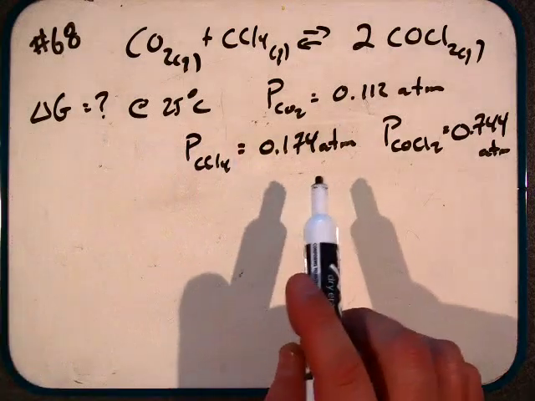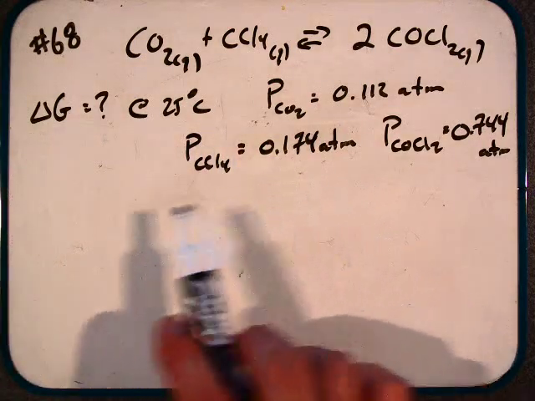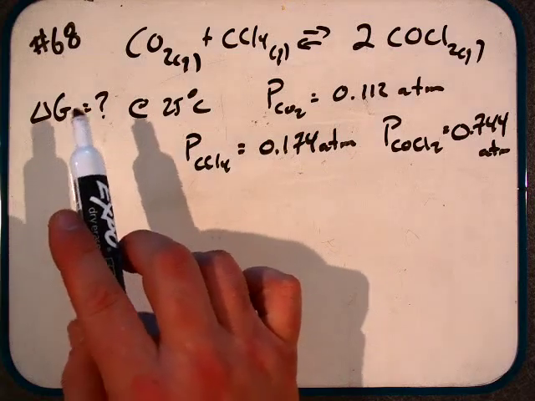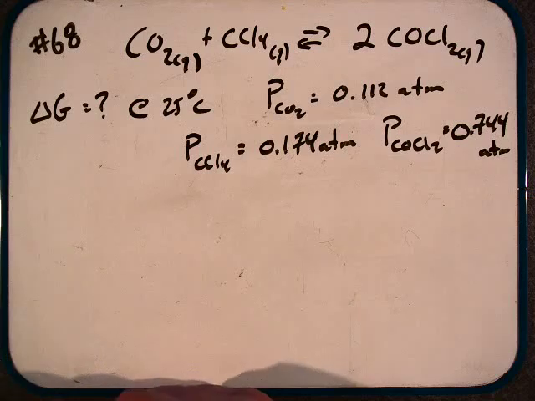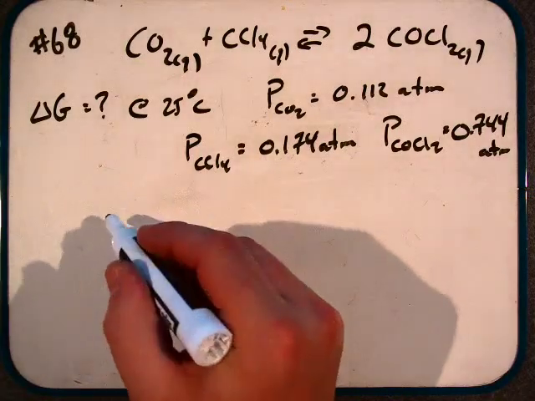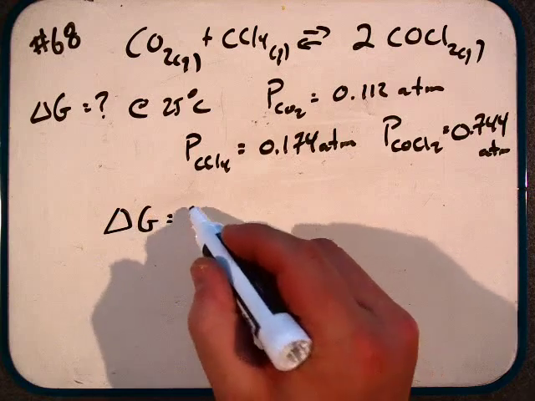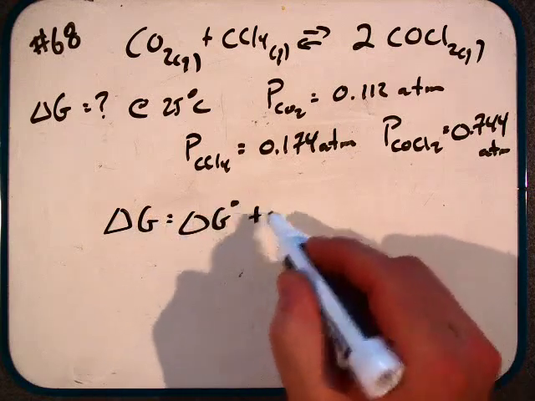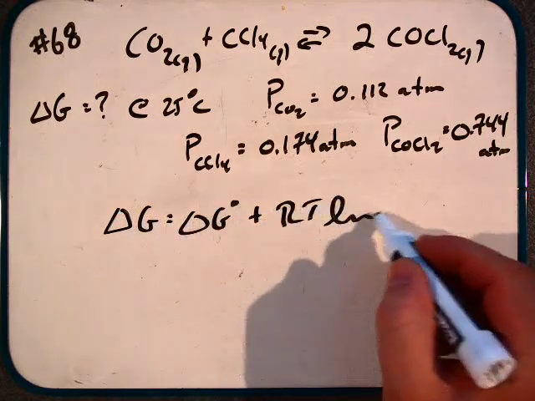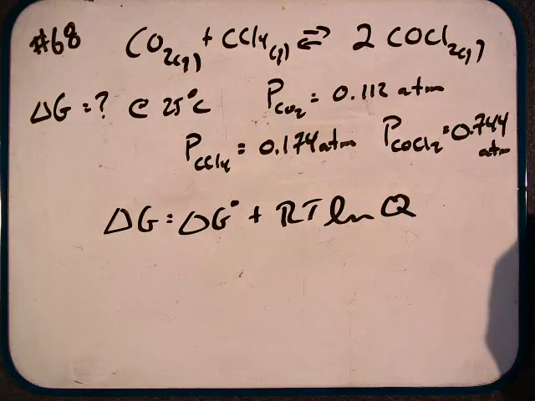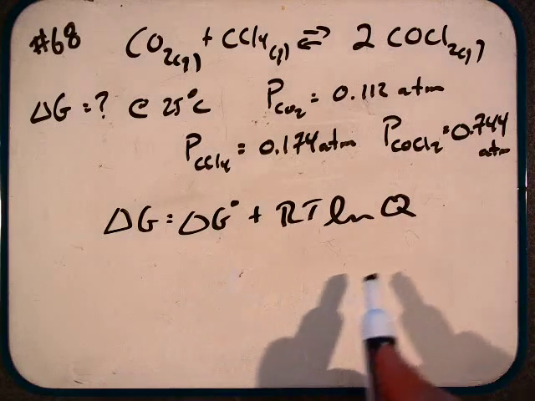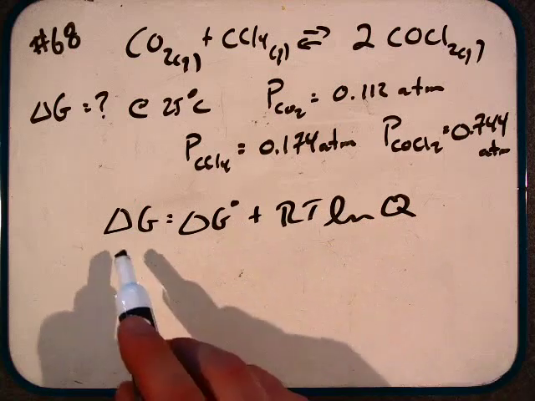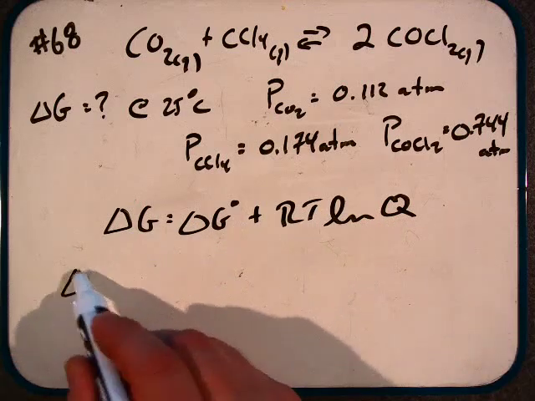And since these aren't equilibrium pressures, that's why we're talking about a delta G that's not at standard state, so we don't have that little circle. So we want to use this expression. Our delta G not at standard state is equal to our delta G at standard state plus RT times the natural log of Q. So the first step is to figure out our delta G at standard state, and then we actually have all the information to solve the question.